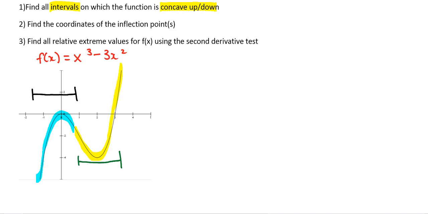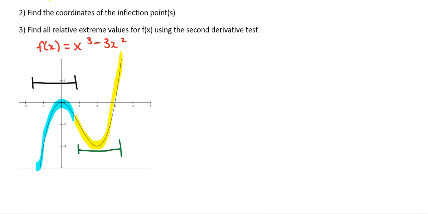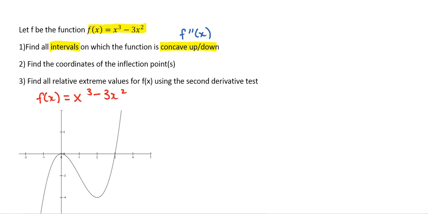All right, so just by looking at the graph without analyzing any derivatives here, and if I just look at the picture of the graph, I have a pretty good idea of where the intervals are where I'm concave up and concave down. All right, so now let's go ahead and show this algebraically. So that's part number one. So for part number one, I will do this question just down here.